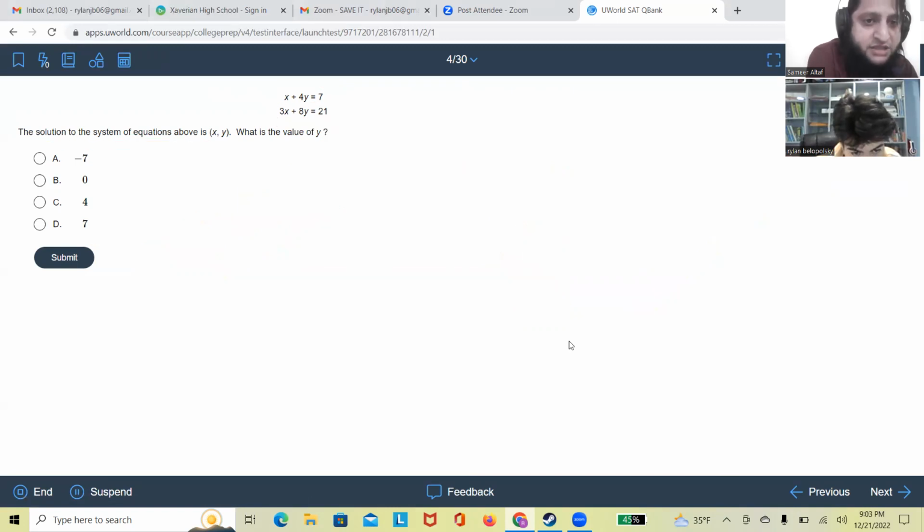These are written in the standard form, am I correct? Now, these standard form equations can be directly plugged into the calculator: x plus 4y equals 7 and 3x plus 8y equals 21. I want to show it on the calculator.